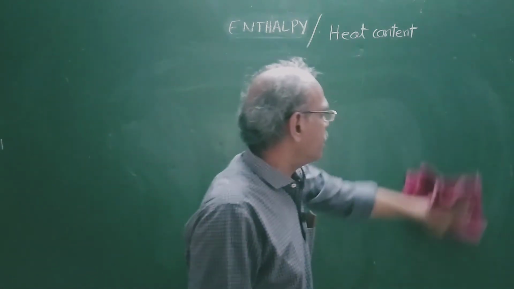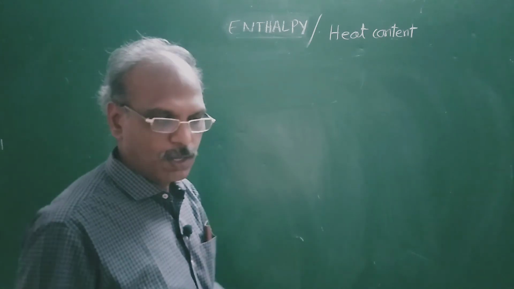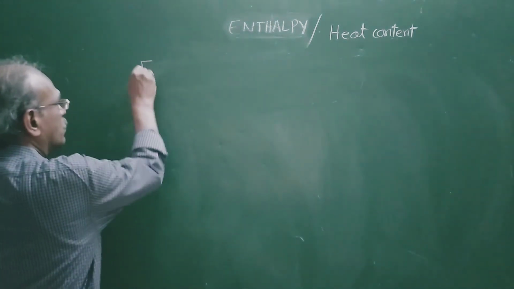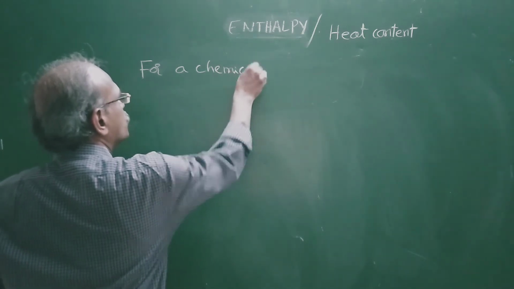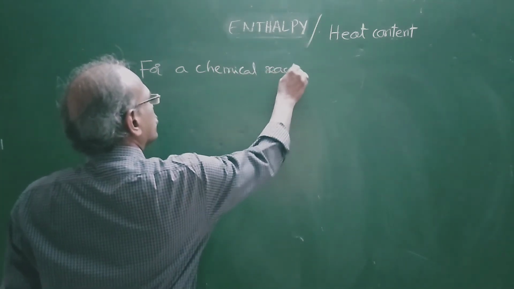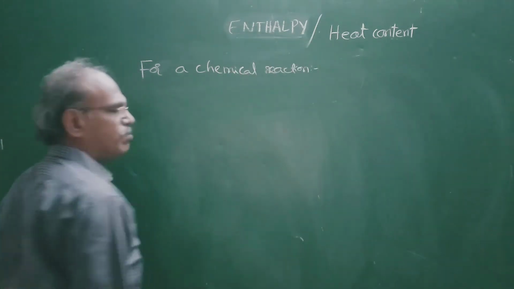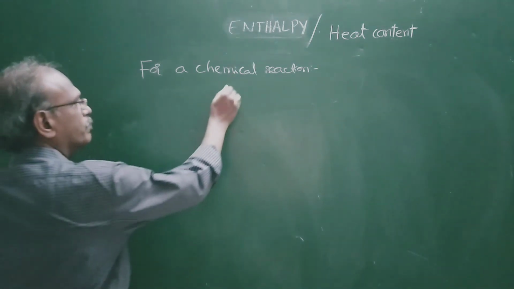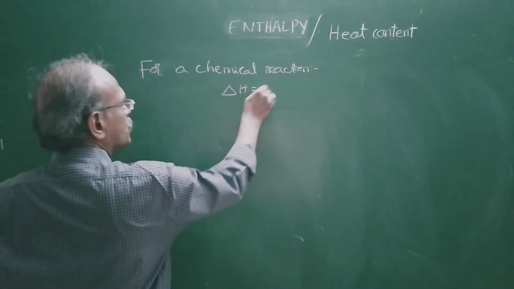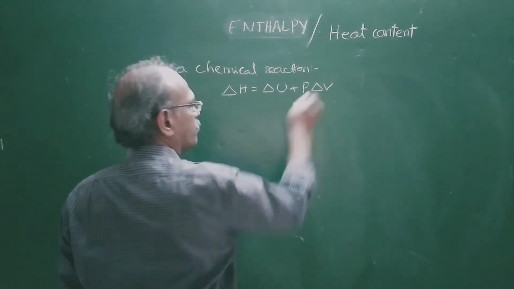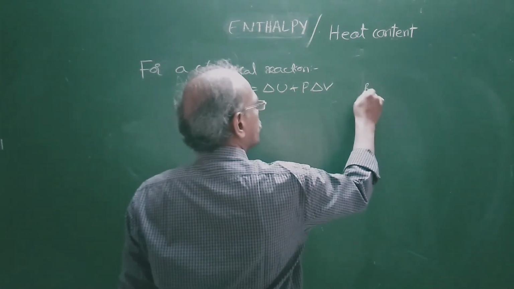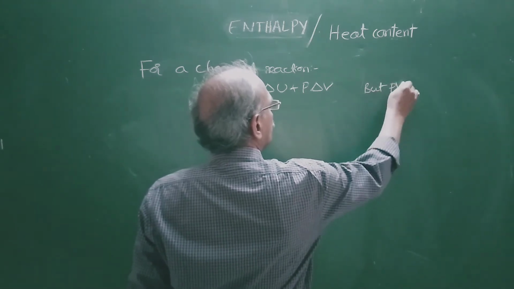For a chemical reaction, let's see about the relation between delta H and delta U. We know that delta H is equal to delta U plus P delta V, but PV is equal to nRT.